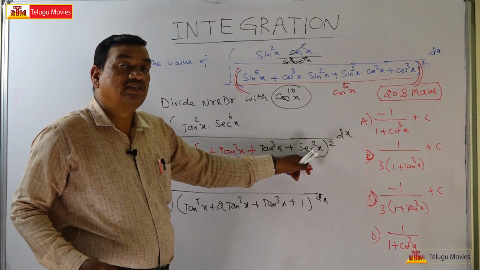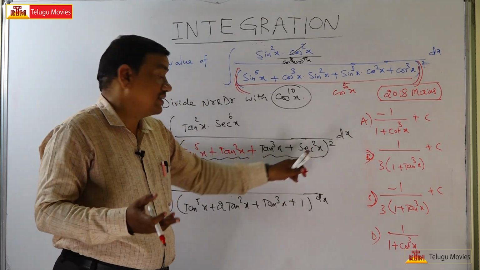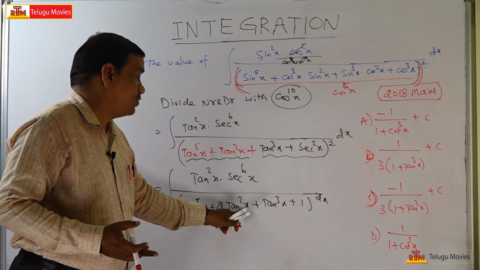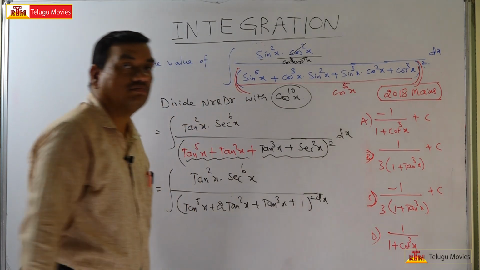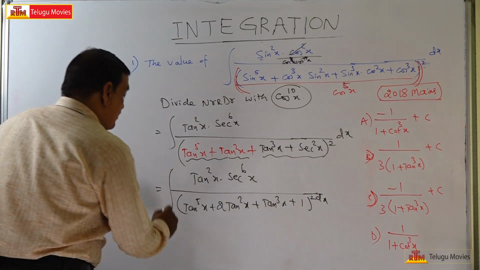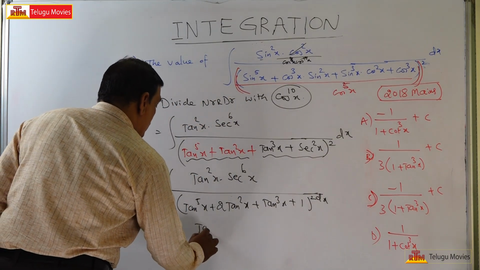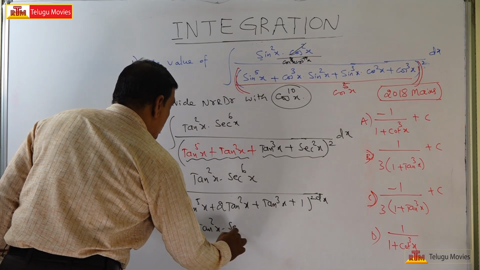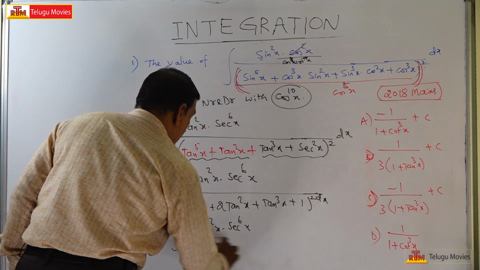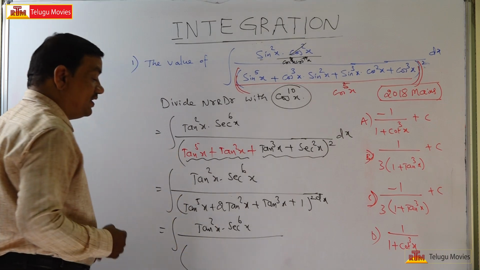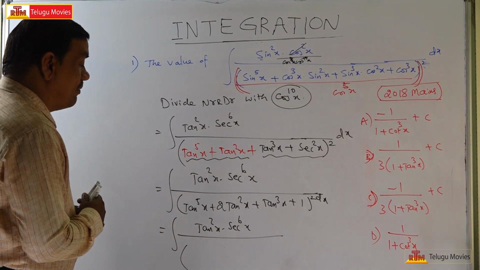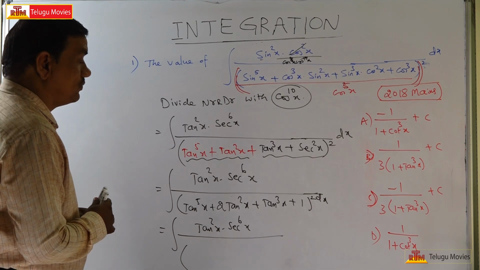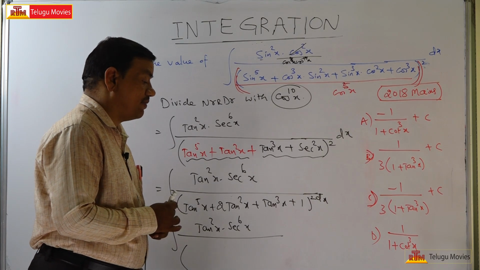So, secant square x is equal to 1 plus tan square x. Already tan square x is there. 2 tan square x plus 1 dx. Of course, square is there. Okay now. So, next step, that is equal to integral of this is tan square x into secant to the power of 6x by, is there anything to be taken common outside? Anything to be taken common outside? Okay.